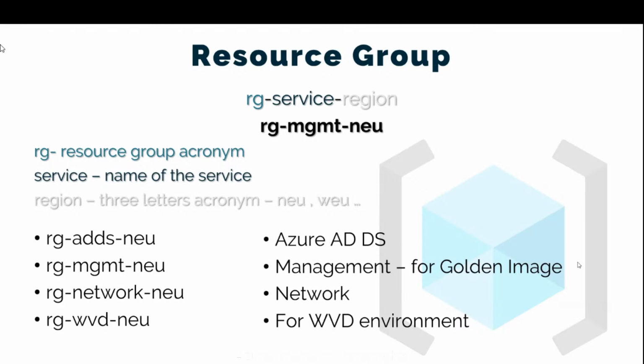As you can see here, this is also the description of what kind of resources will be placed in which resource group. So ADDS for the domain controller VM. Then the management group for the golden image creation, the shared image gallery, and other things. Network, of course, we need to have the network. And the last one is for the WVD.